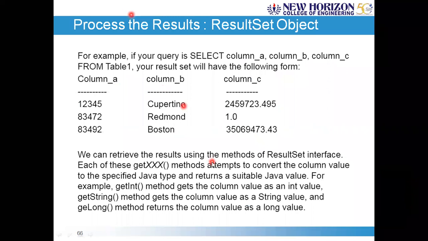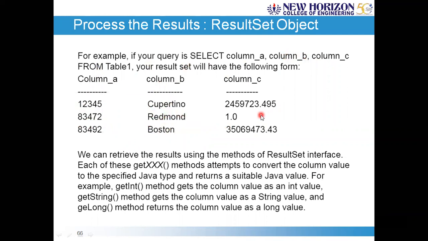Okay. So as an example, processing the results will be like this. If your query is select column A, column B, column C from table 1, your result set will have the following form: 1, 2, 3, 4, 5, and all these values. And if you know the data type of each of these, the first one is a getInt, and the second one is a getString, which is an array of characters or a string.